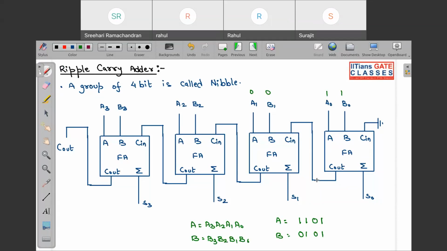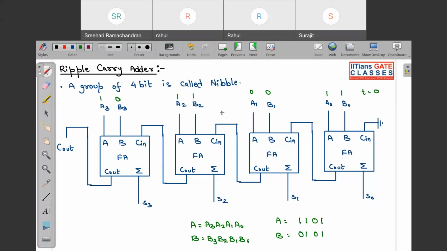B1 is 0 0, A2 and B2 are both 1 1, and A3 and B3 are 1 0. So this is applied at t equal to 0. All the inputs are applied in parallel to the full adders. A ripple carry adder is constructed using full adders. If there are 4 bits, we require 4 full adders; if there are 2 bits, we require 2 full adders.